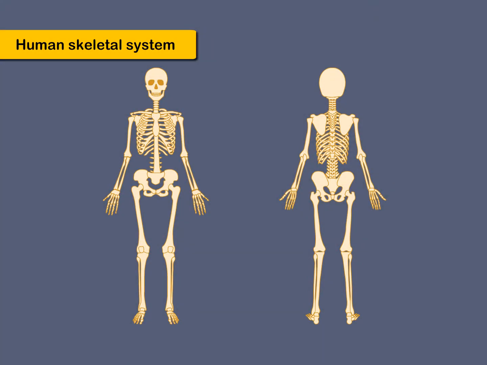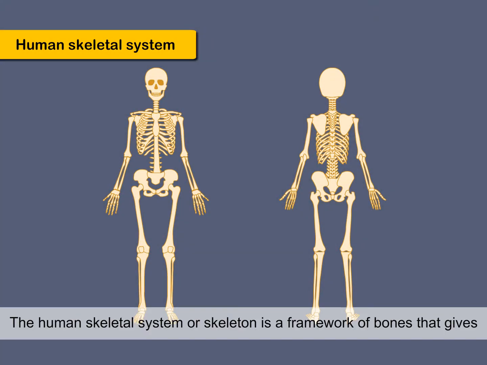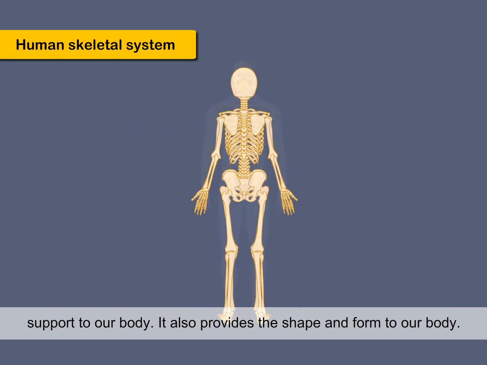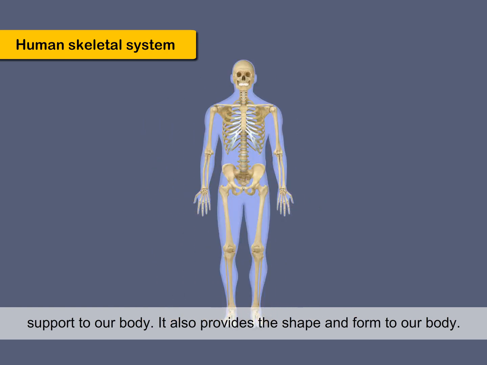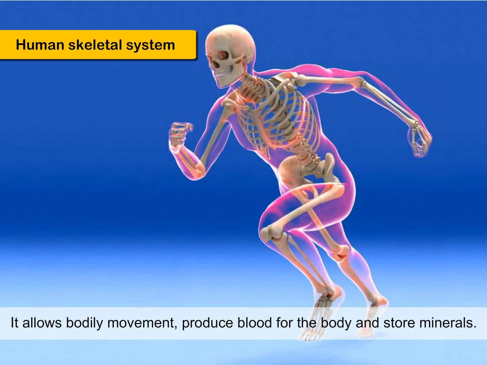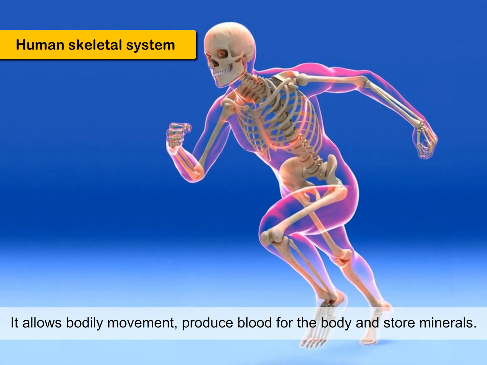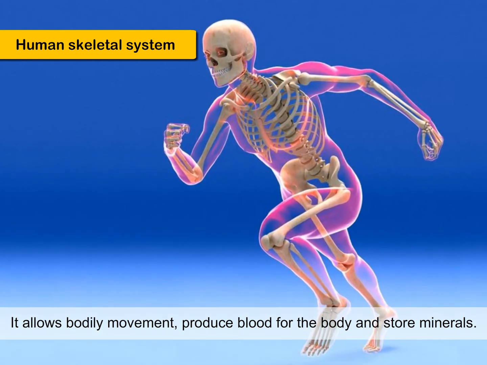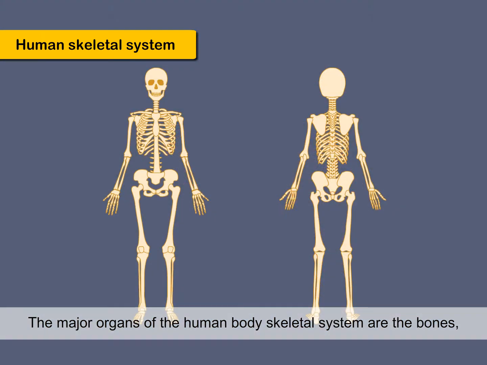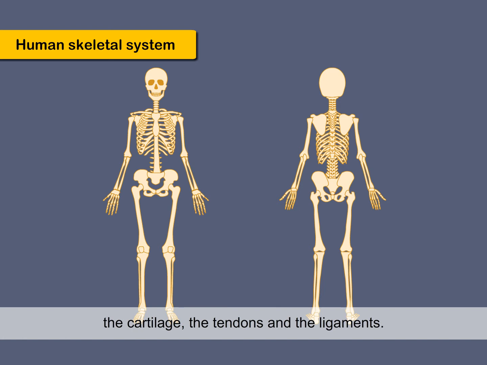Human Skeletal System. The human skeletal system or skeleton is a framework of bones that gives support to our body. It also provides the shape and form to our body. It allows bodily movement, produces blood for the body, and stores minerals. The major organs of the human body's skeletal system are the bones, the cartilage, the tendons, and the ligaments.